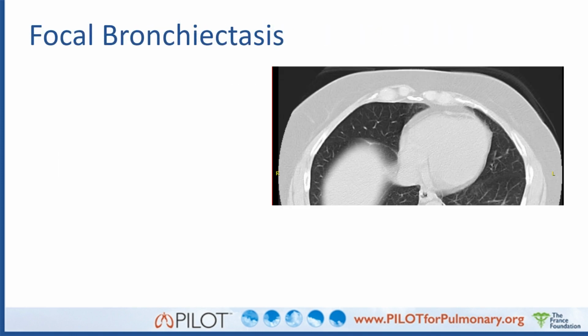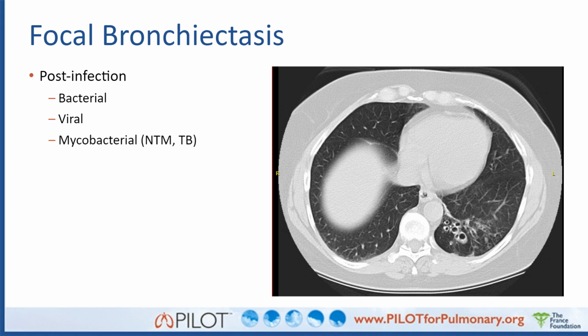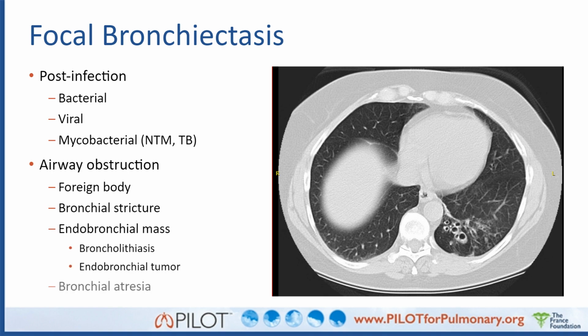So in those patients who have more focal bronchiectasis, like the patient we just defined, we sometimes see them in cases where there is post-infection. And this was really one of the earlier etiologies long ago, where there was a bad viral infection or bacterial infection. But also we can see it in patients who have a bad mycobacterial infection, particularly in the patients we see from Asia, where there is more endemic tuberculosis. But we can also see it in areas where there is focal airway obstruction, like from a foreign body or a stricture in the bronchus, an endobronchial mass, or some atresia.